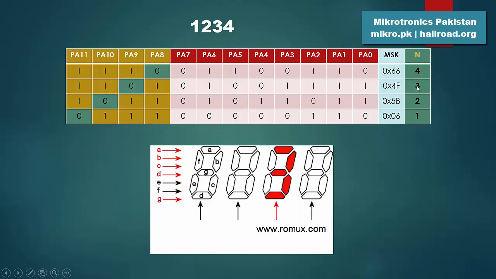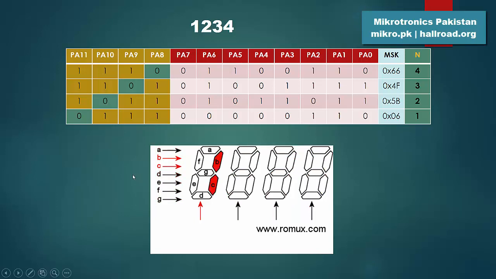Next, if we want to display 3, we have to change the active digit to the second digit, 0 here. Then if we want to display the number 2, we have to send the mask 0x5b and activate the respective IO line. In this way, sequentially, we will be able to display 1, 2, 3, 4. And we do it so fast and so rapidly that our eyes will not be able to see the flicker or the change in these displays.